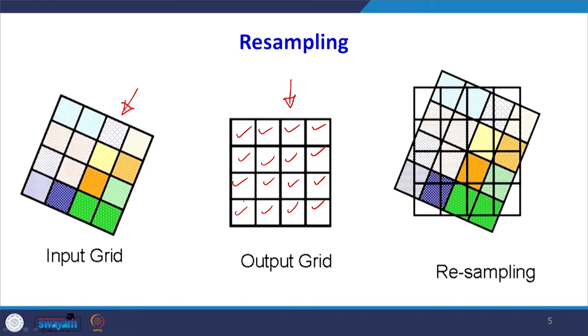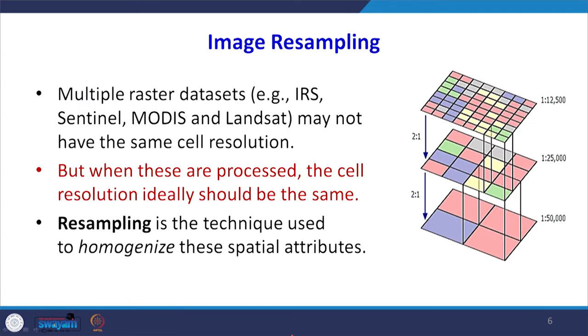So if I now superimpose them together, which is shown here in the right image, overlay them together, you will find that some of the pixels are falling over the other pixels. So now we have to derive the characteristics of the input data, the DN values of the input data, and try to replace them in the output grid. So this is all the resampling technique is.